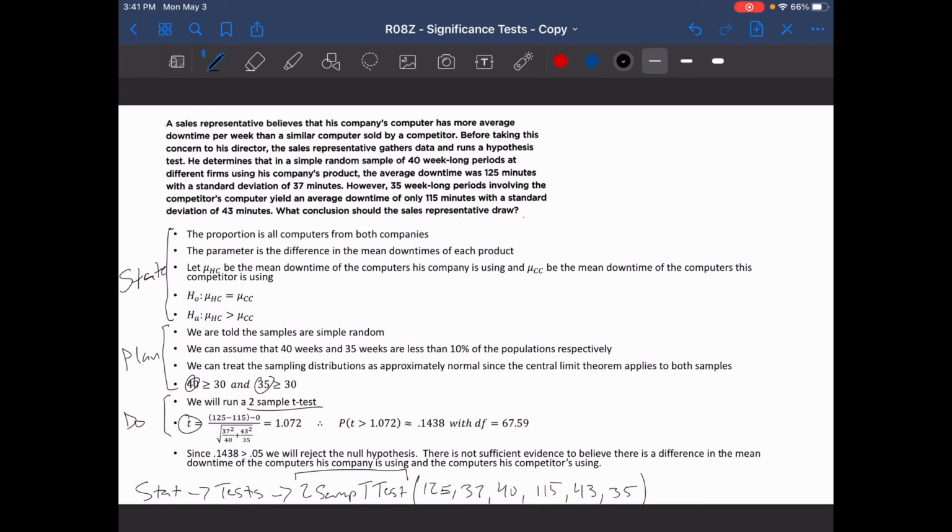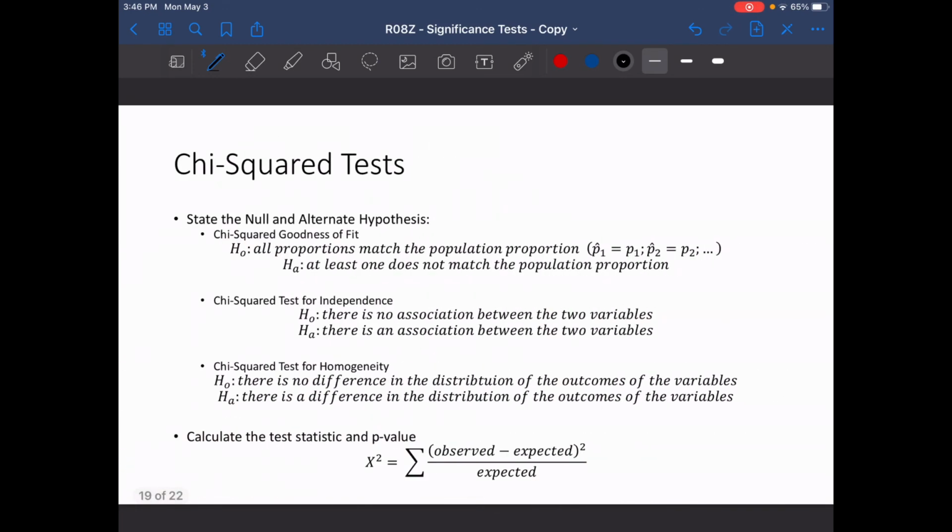You want to make sure that you include t, which is 1.072, as well as p, which is 0.1438, with the degrees of freedom. Make sure you include degrees of freedom. Okay, from there, once you found your p-value, you want to state your conclusion. Since our p-value of 0.1438 is greater than 0.05, our significance level, we will fail to reject the null hypothesis, and there is not sufficient evidence to believe that there is a difference in the mean downtime of computers his company is using and the computers his competitors are using as well.